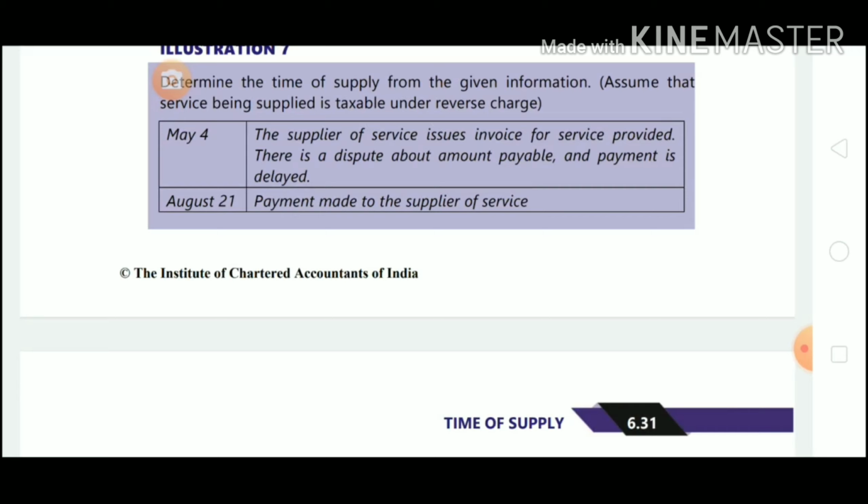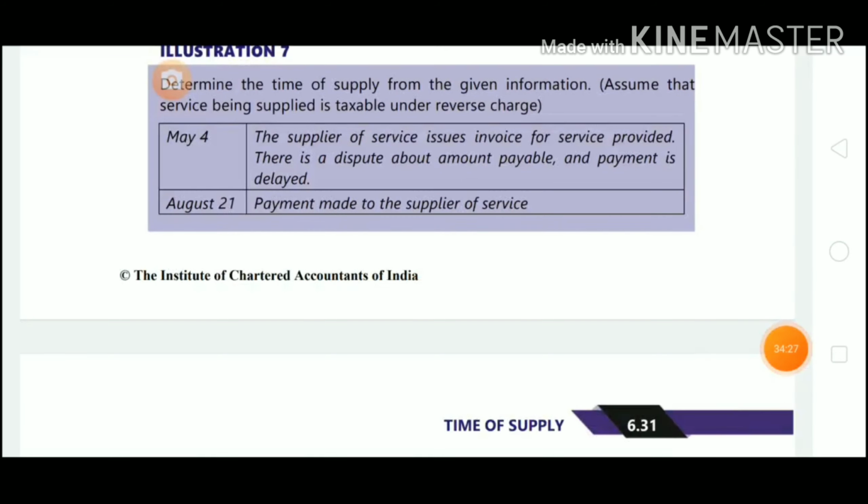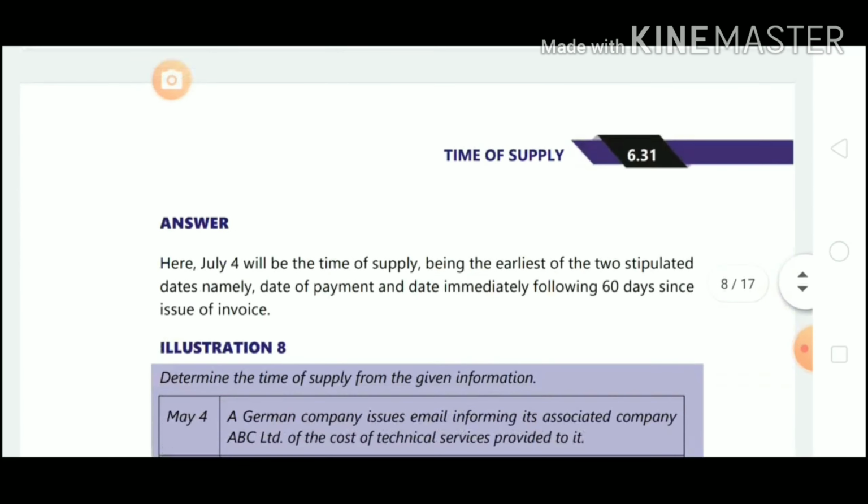61st day from May 4 is 4th July. So earlier of 4th July, August 21, which one is the earlier one? Obviously 4th July, so that will be TOS. See, here July 4 will be the time of supply, being the earliest of the two stipulated dates, namely date of payment and date immediately following 60 days since the issue of invoice.